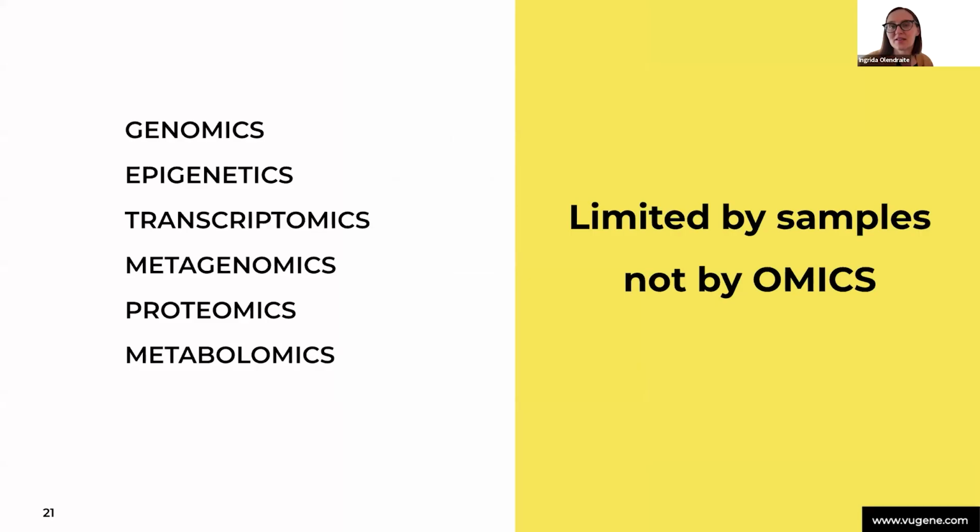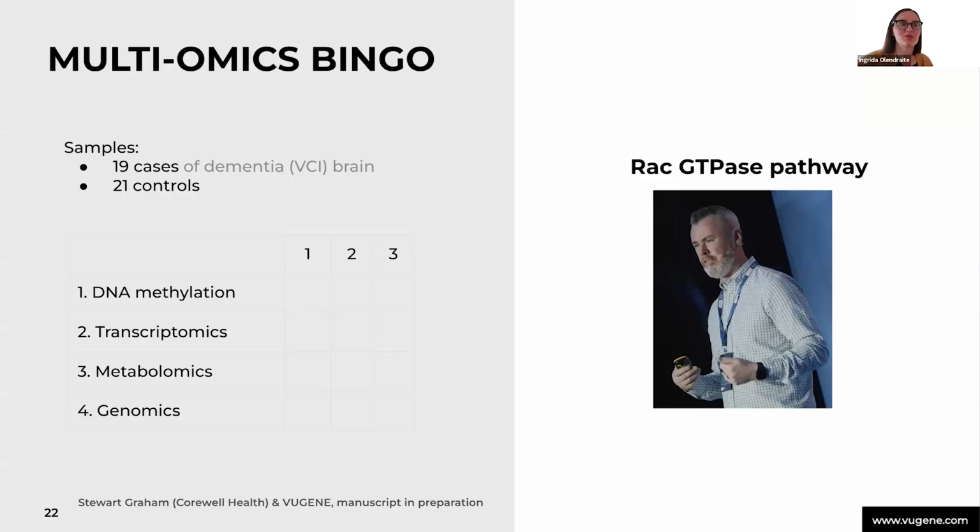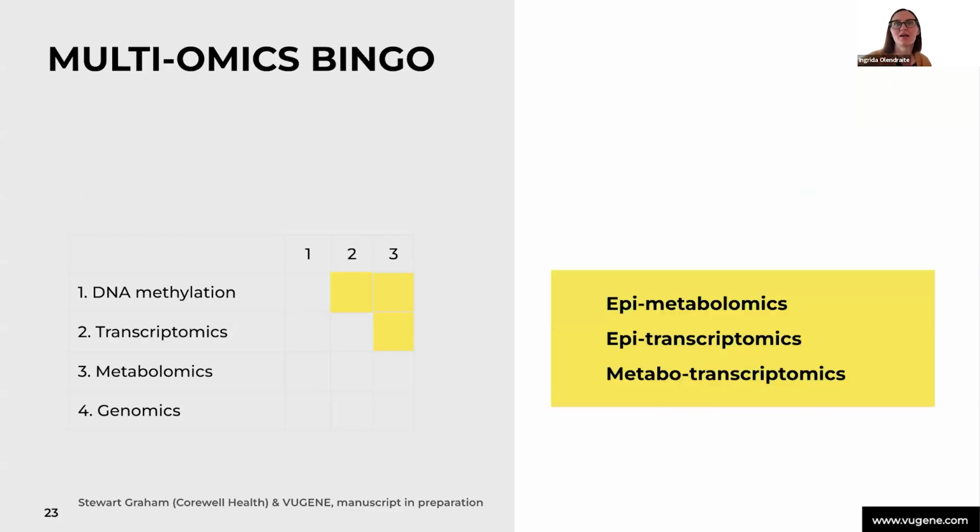Yeah. So basically, in many real life situations, we are limited by samples. We don't have massive biobanks and so on. So don't limit yourself by omics. And this study done by Stuart Graham had many different omics. And then we do the comparisons where we have epimetabolomics, epitranscriptomics, metabotranscriptomics, and so on.